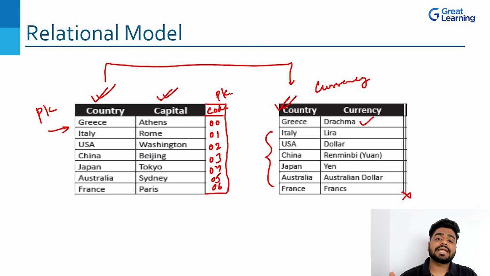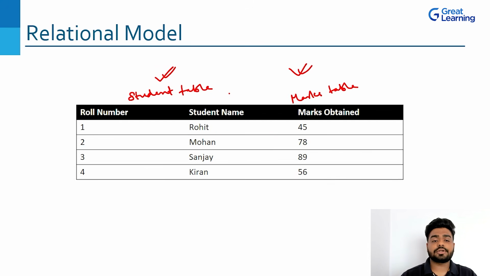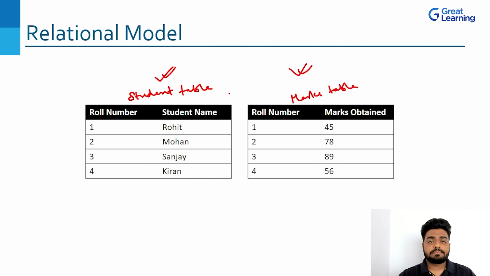And that is what is our primary key in that case. So in all the tables you have to find the primary key. Now if I talk about this particular table, roll number is something which is unique, right? So this is my primary key. In this also we have the primary key, which is roll number, correct?